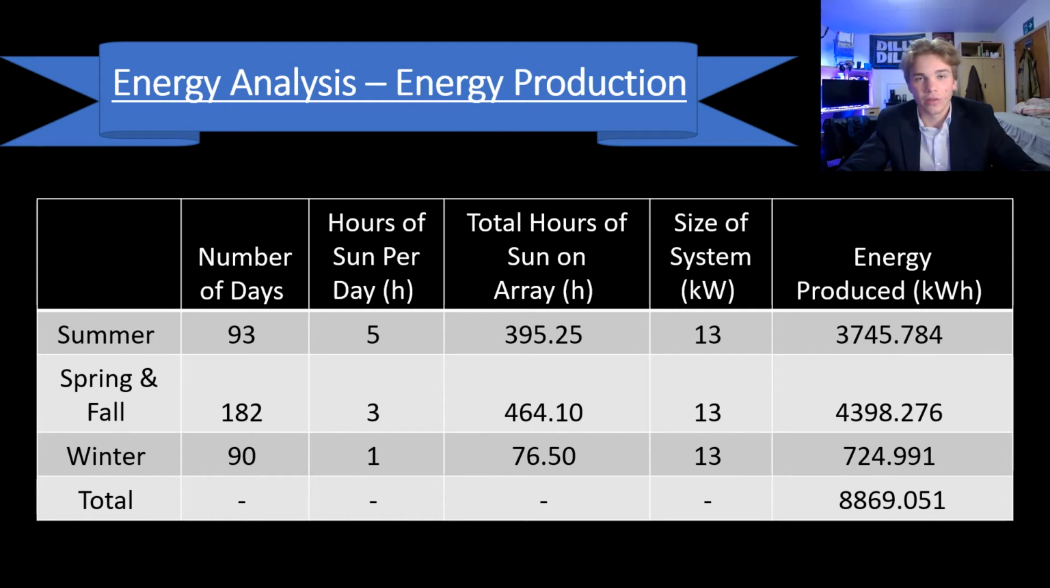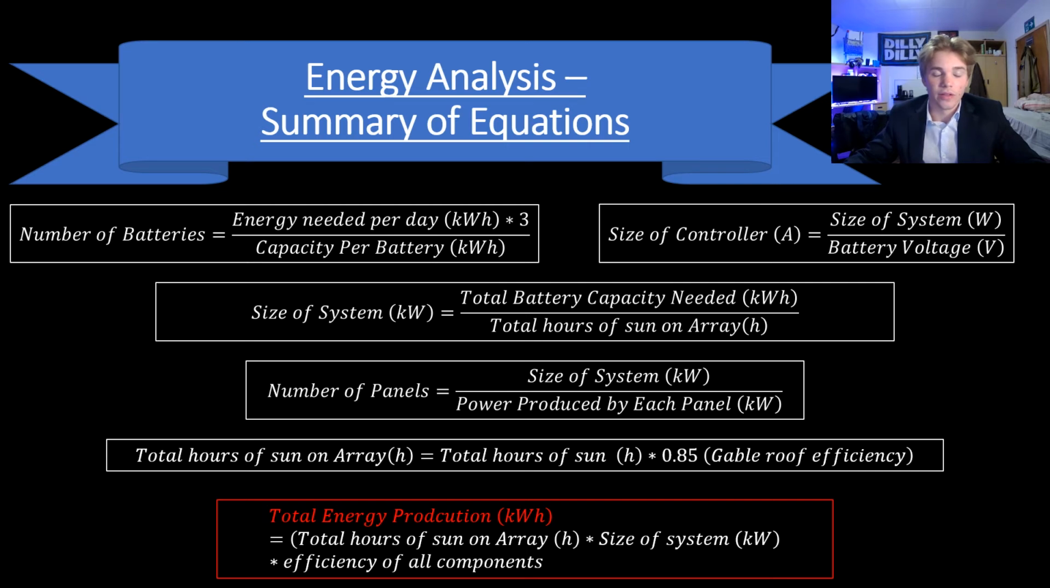This extra 3,196 kilowatt hours of energy produced will then be sold locally and used for net metering credit to reduce energy costs in the winter months while also reducing the payback period of the system. And this slide here is just a brief overview of all the equations used in energy calculations throughout this project.